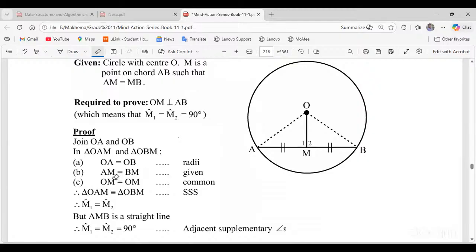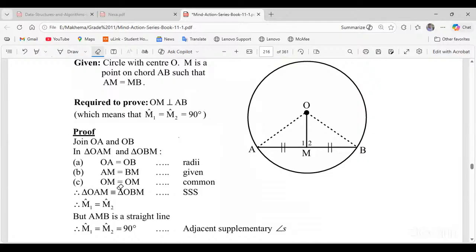Number two, AM, we are given that AM is equal to MB. What is the reason behind that? We are given that from the statement here that AM is equal to MB, right? Yes. Now, OM is equal to OM from this triangle and from that triangle. Therefore, triangle OAM is congruent to triangle OBM. Why? We used side, because we used the three sides to prove the congruency between these two triangles.